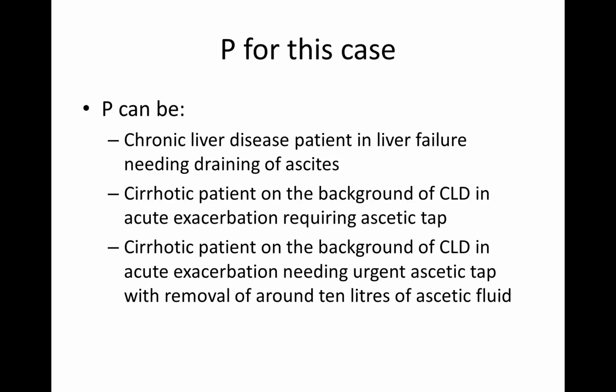So a cirrhotic patient, or patient with cirrhosis on the background of CLD, is another good thing to look into, because you don't have significant massive ascites unless you have reached the cirrhotic stage or advanced liver failure stage within your chronic liver disease spectrum. There are exceptions to the rule, but most patients will be towards advanced liver disease. Cirrhotic patient on the background of CLD in acute exacerbation needing urgent ascitic tap with the removal of around 10 liters of ascitic fluid. Now, this is important information.